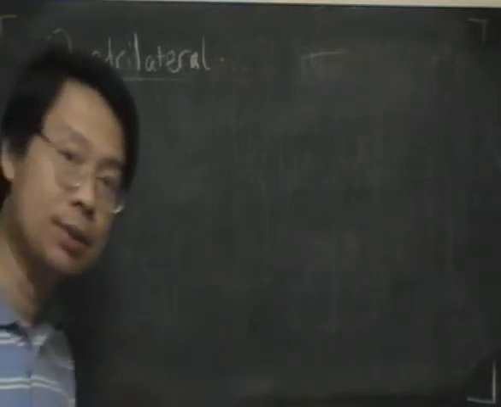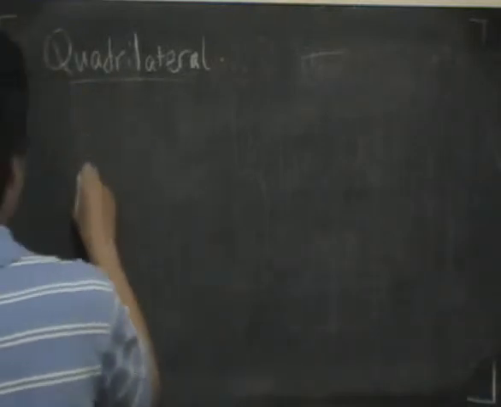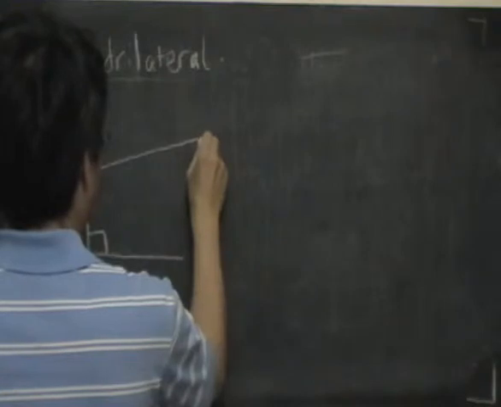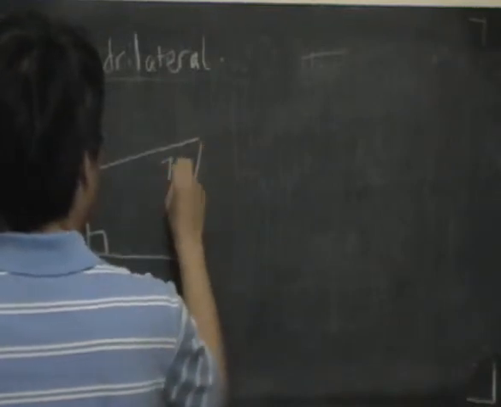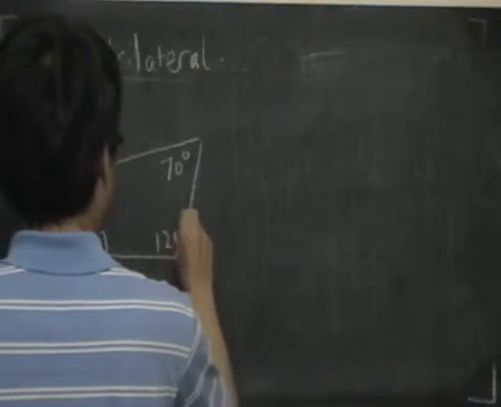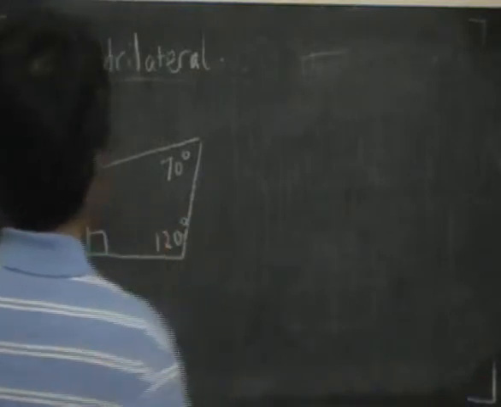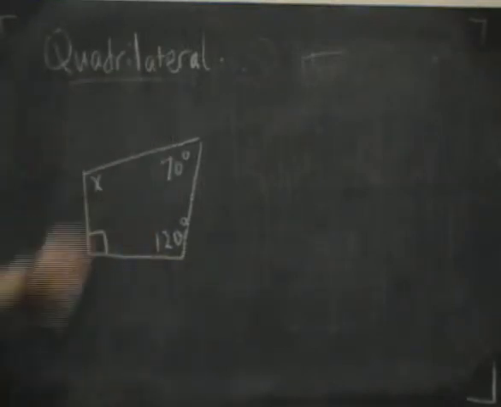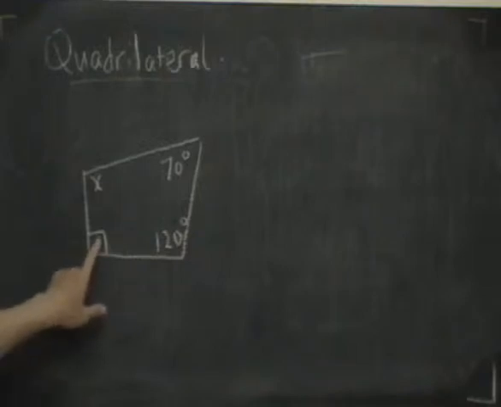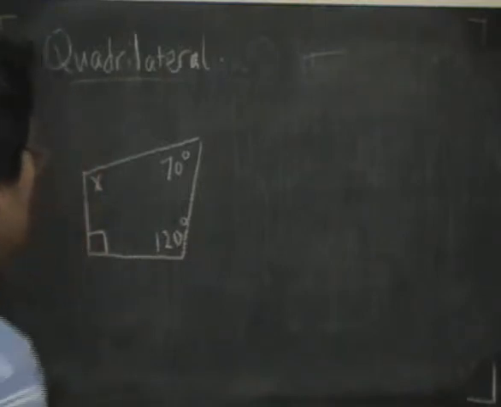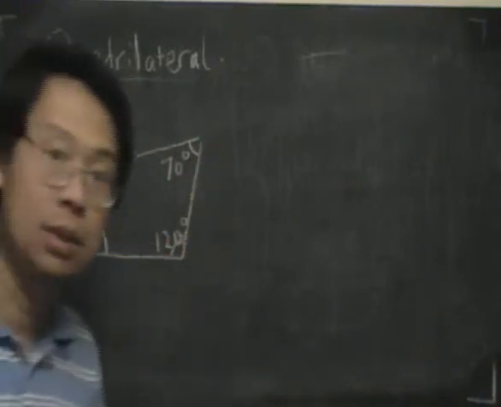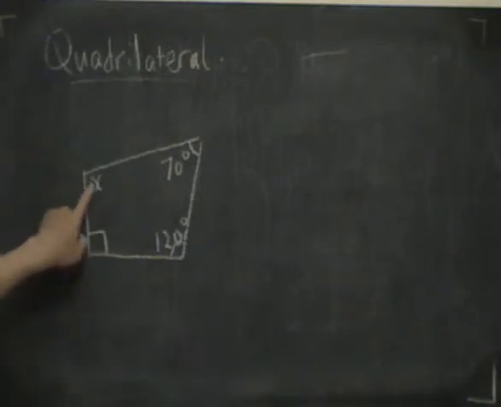So let me just look at a simple example. Suppose I have a quadrilateral that looks like this. I'm given that one angle is 90 degrees, one is 70 degrees, and one is 120 degrees. So the question is, what is x, the remaining angle?